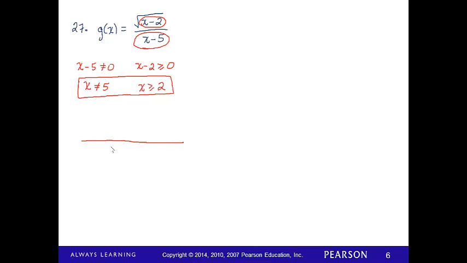So let's draw our number line. Here's the 2, here's the 5. It says greater than or equal to 2, so it's going to be a bracket opening to the right. And it says not equal to 5, so on 5 we have parentheses, one opening to the left and one opening to the right. And we're going to shade all of this up here. And to the far right we have infinity. So our domain consists of bracket 2, comma, 5, union 5, comma, infinity.